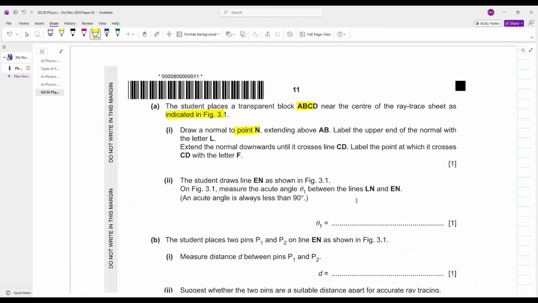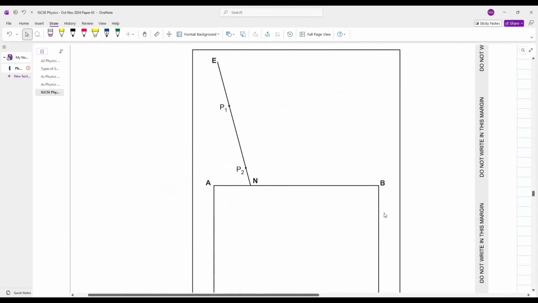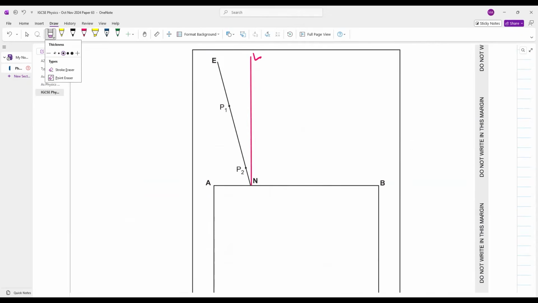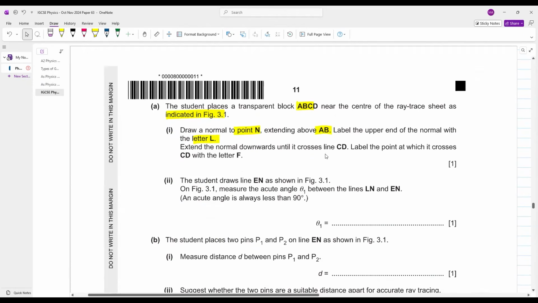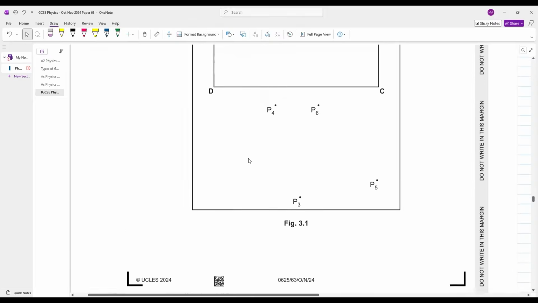Draw a normal to point N extending the line above AB. Label the upper end of the normal with letter L. अच्छा जी, नॉर्मल बना देते हैं यहाँ पे. Now always remember normals are 90 degree lines and they are dotted. तो अब मैं इसको डॉटेड करने के लिए थोड़ा सा इरेजर ले लिया. ये नॉर्मल को आपने डॉटेड कर दिया. Perfect. What else do you have? Extend the normal downwards until it crosses CD. Label the point at which it crosses CD with letter F.